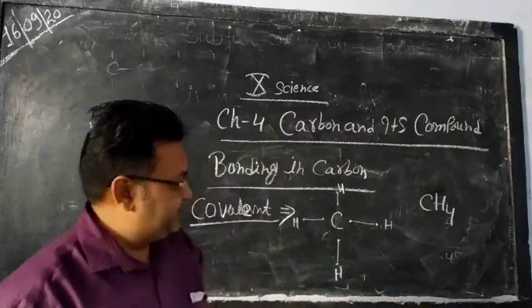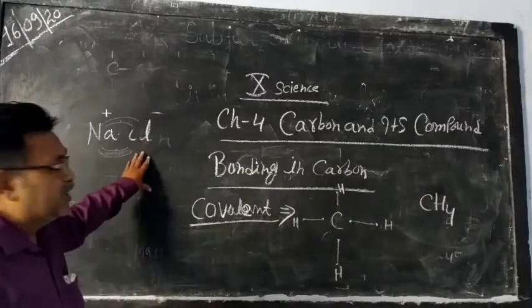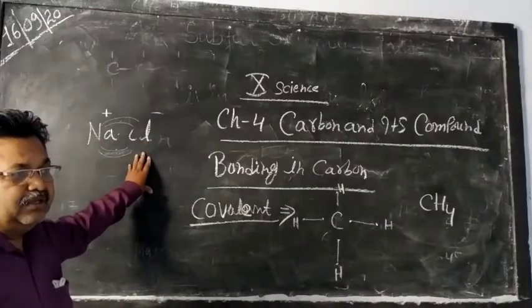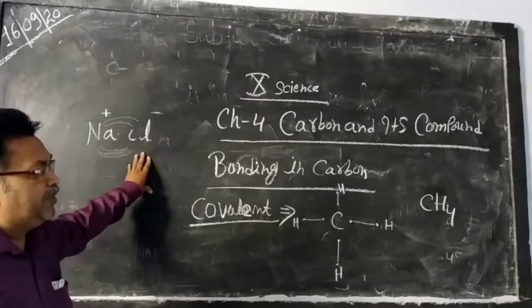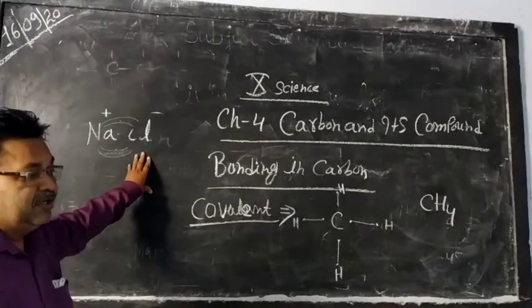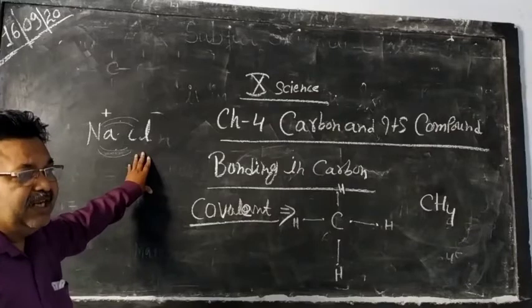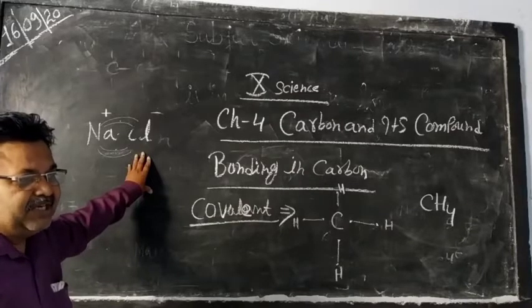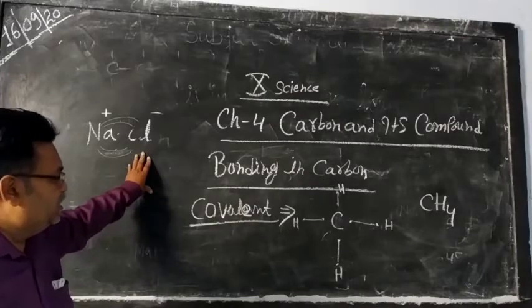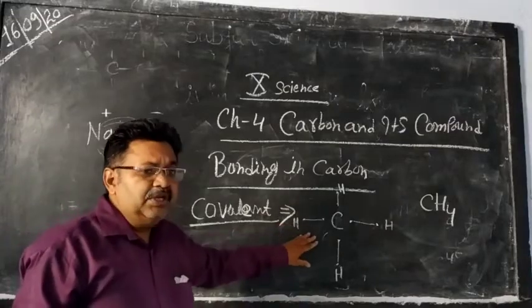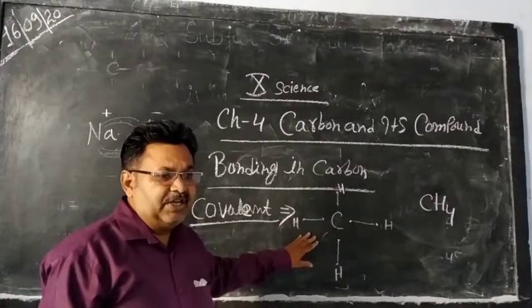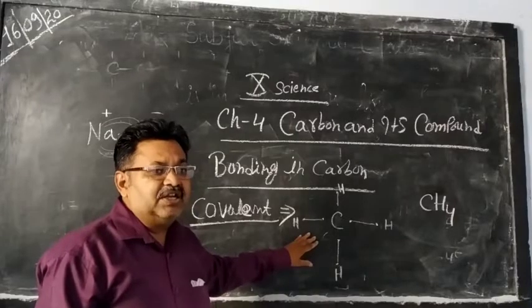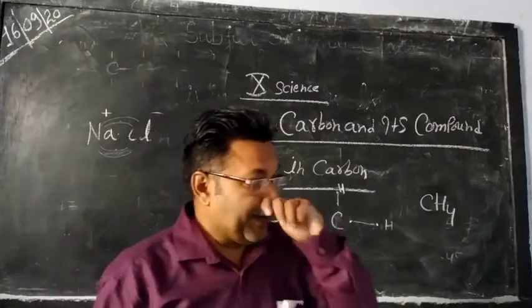Now conductivity. The ionic compounds show conducting property. They can dissociate and conduct electricity in their molten state, but covalent compounds are bad conductors or insulators, so they do not conduct electricity.